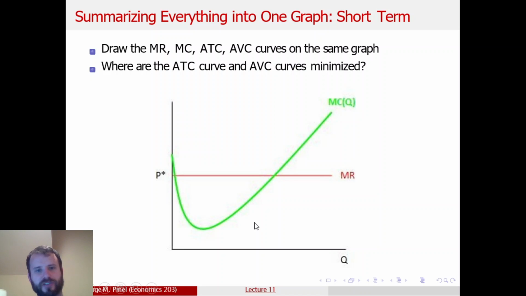Where are the average total cost and average variable cost minimized? Fixed cost is a constant, right? Your marginal cost is essentially going to be the cost of producing the next additional unit.